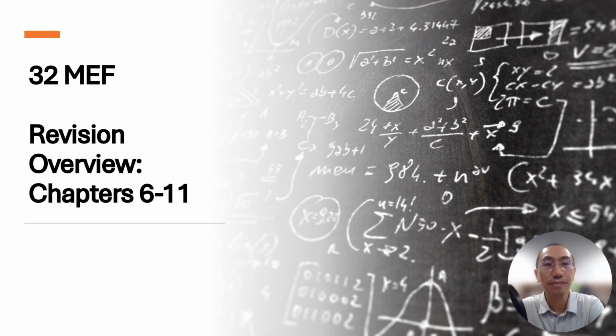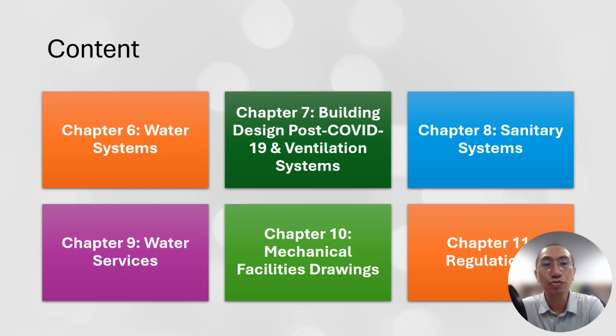Hi everyone. This is to retake the revision chapter 6 to 11. So we'll just go through the content. For chapter 6 is about water system, 7 is about the post-COVID design and ventilation system, 8 sanitary, 9 on water services, 10 will be mechanical facility drawing, and 11 on the regulation.